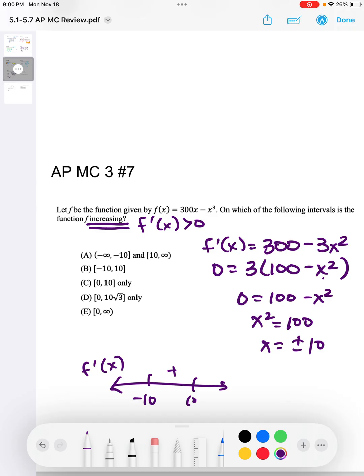Then let's plug in something less than -10. So negative 11. Negative 11 squared is going to be 121. So 100 minus 121 is negative, times 3 is still negative. Now if I put in positive 11, since I'm squaring it, it's going to follow the same pattern. So that one will also be negative for everything greater than 10. So I know that this is increasing from negative 10 to 10.